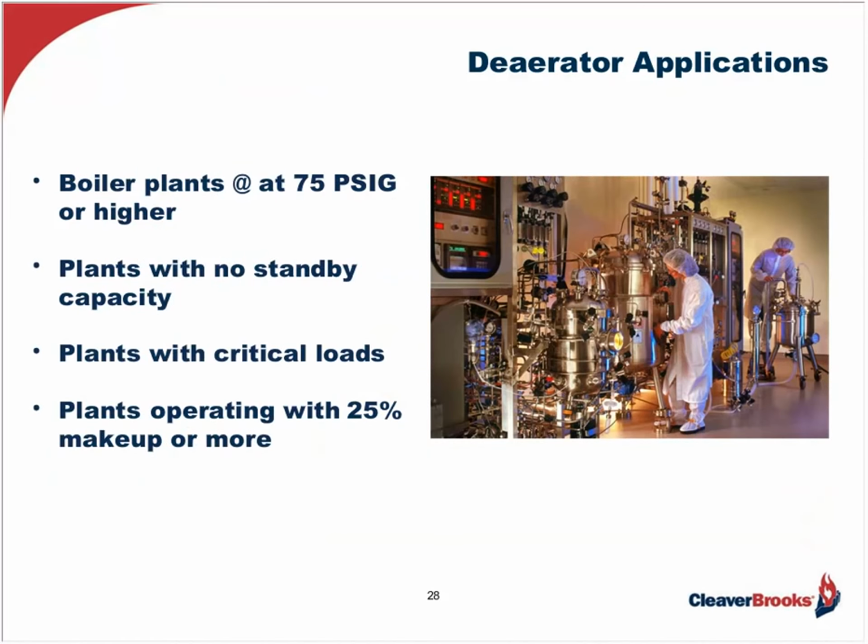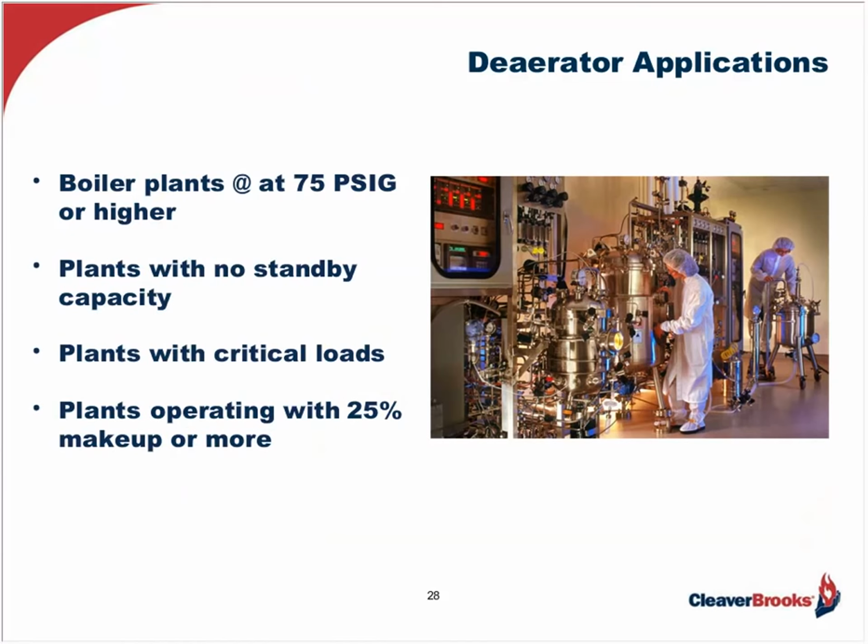Now, before getting into the various deaerator designs in operation, we are often asked, when should I even consider a deaerator? Or said another way, what are the applications? Well, as you can see on the slide, boiler plants that are operating at 75 pounds or higher are candidates, okay? Your deaerator is not going to pay for itself for low pressure steam. So 75 pounds or higher.